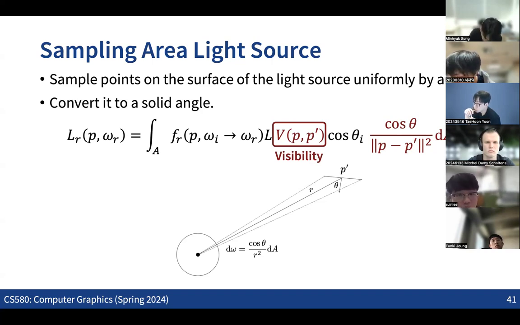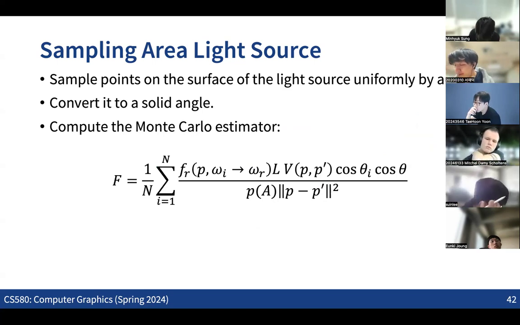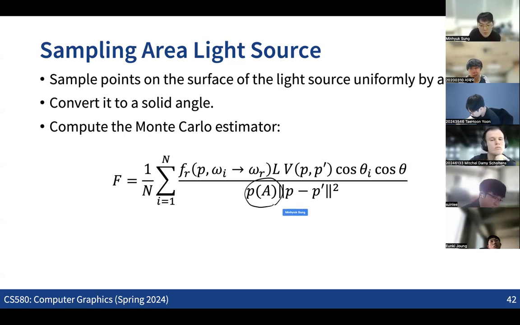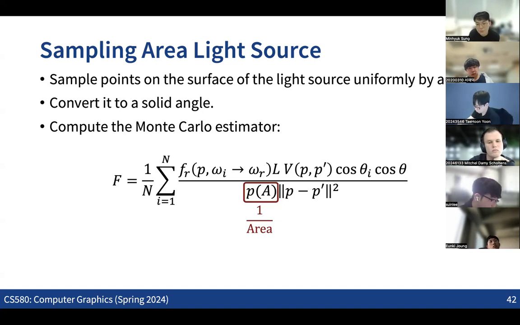So this is similar to the previous case, but we are now sampling not the direction uniformly, but actually sampling the points over the surface of the light source uniformly by area, and then converting the solid angle into the differential of the area. And then you can also compute the Monte Carlo estimate in this form, right? This is nothing but replacing the sampling of the direction with the sampling of the points over the light source. And what will this probability term be? It should be nothing but one over the area, right? Because we are uniformly sampling the points over the light source.